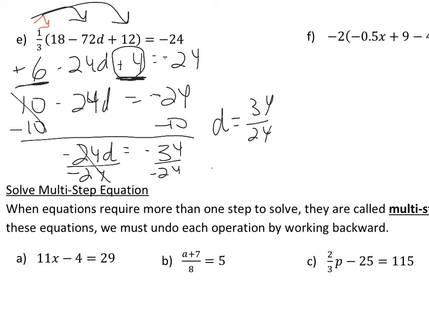Let's see if we want to reduce that a bit then. We could make this 17 over 12. I just divided both by 2. And that's it. That's as far as we can go. So D equals 17 over 12. Again, if you like mixed numbers, you could make it a mixed number. You can also make it a decimal, as long as it is equivalent to 17 over 12.